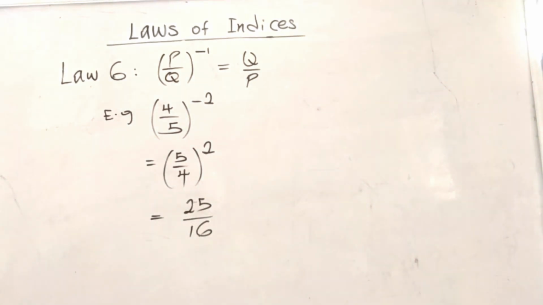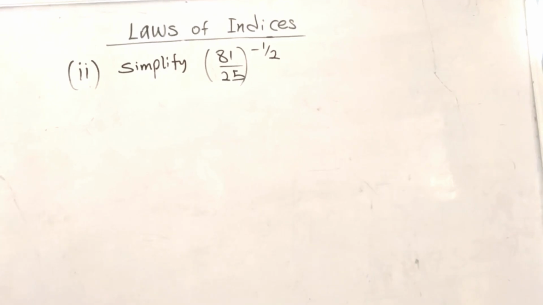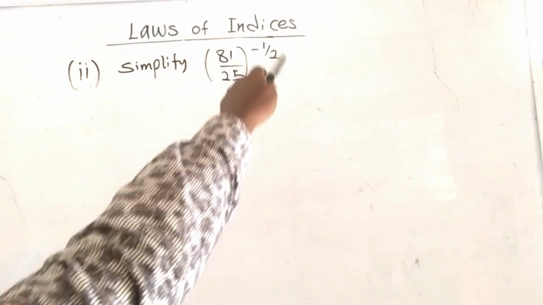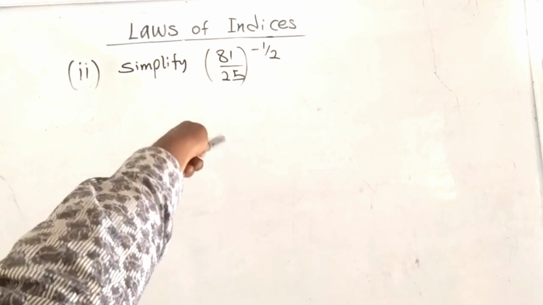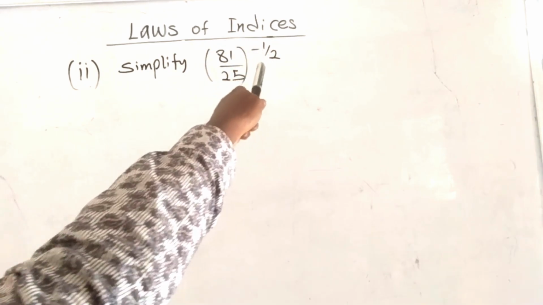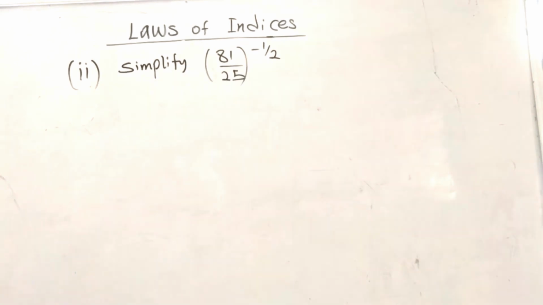Let's now move on to another example under this law. Simplify 81 over 25, all raised to the power minus half. What can we do to simplify it? Simply roll the fraction, and the power will change from negative half to positive half. Roll the fraction, and that gives you 25 over 81.